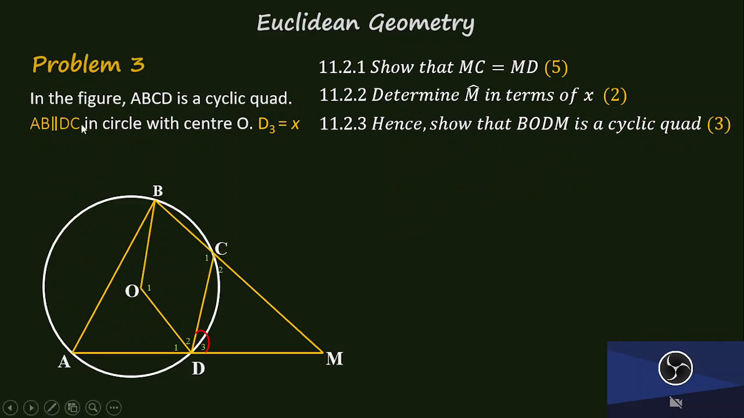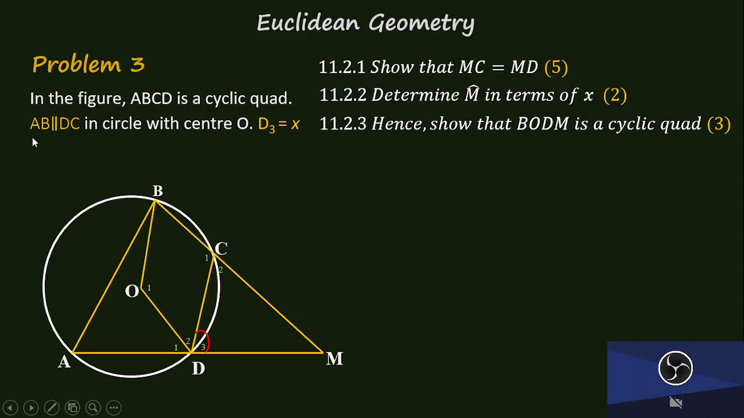In problem 3, we are given that ABCD is a cyclic quad. Even if we were not given that statement, ABCD is a cyclic quad because it's a 4-sided figure and all the 4 corners or vertices touch the circle. So obviously this is a cyclic quad.